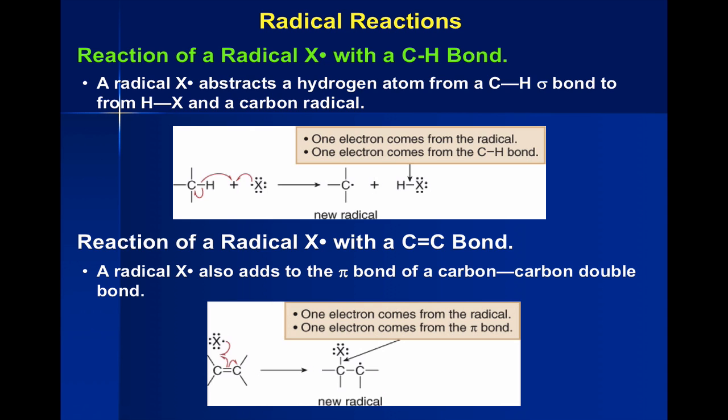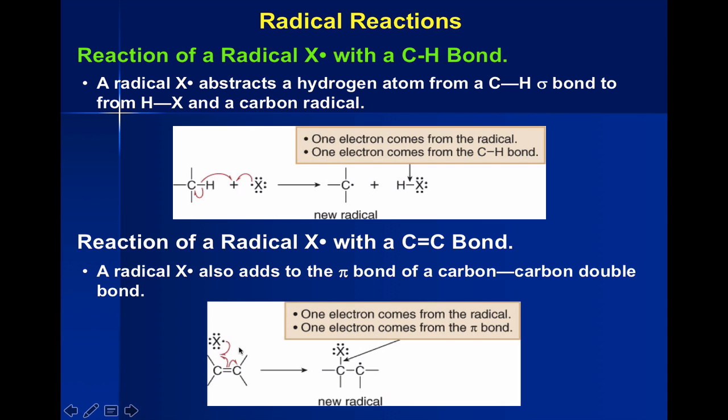And so for the purposes of these slides, let's just assume that X radical is a halogen atom. So let's say it's chlorine, so it's the chlorine radical. Halogen or chlorine radical will react with hydrocarbons to remove the hydrogen and generate a new carbon-centered radical, as we call it. So you get a molecule of hydrochloric acid in this particular case.